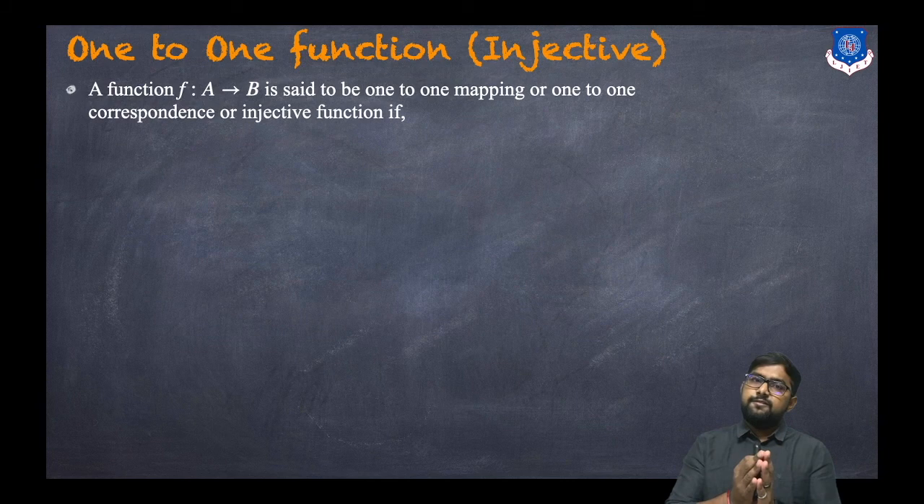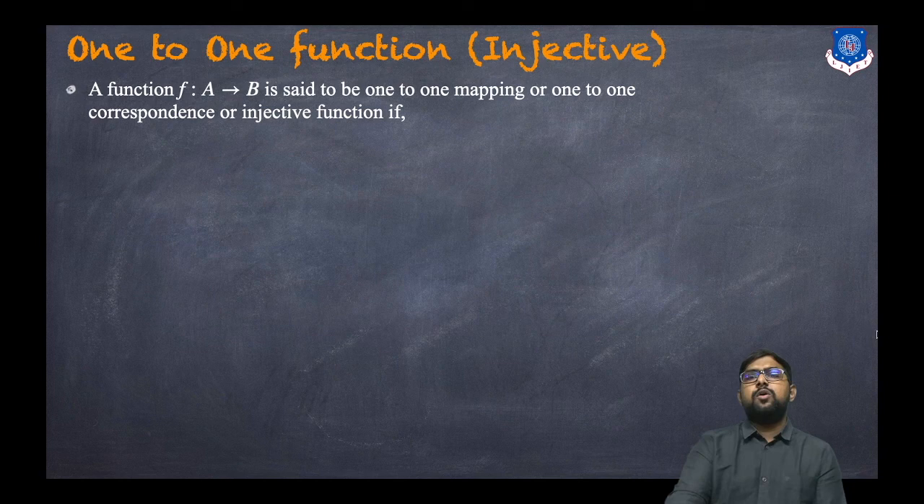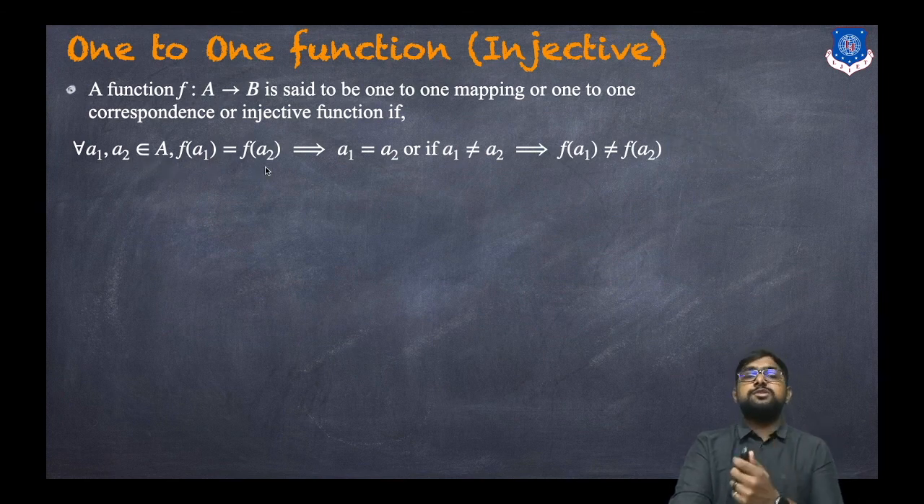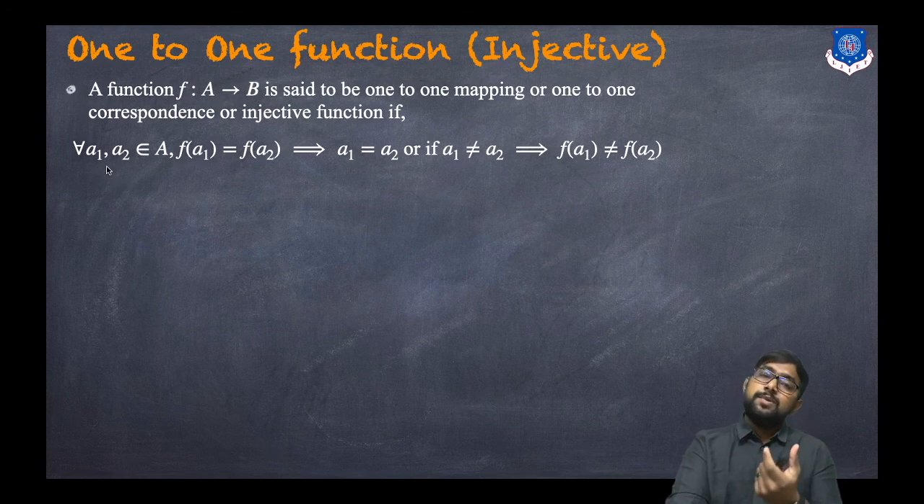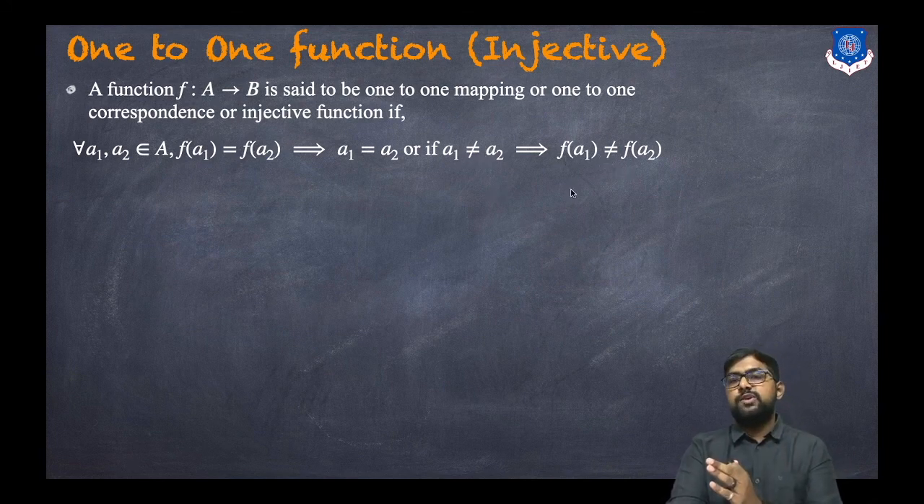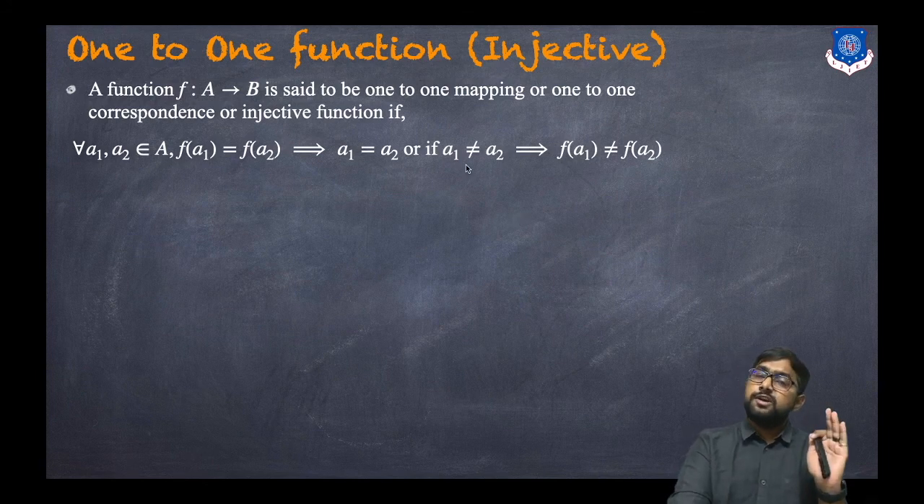A function f from A to B is said to be a one-to-one mapping, one-one mapping, one-to-one correspondence, or injective function, if for every a1, a2 belonging to A, f of a1 equals f of a2 implies a1 equals a2. What does that mean? If we take two elements a1, a2 and their image is the same, then those elements have to be the same. Or in a different manner, if a1 not equals a2, that implies f of a1 not equals f of a2. So if we have two different elements, then their images will also be different.